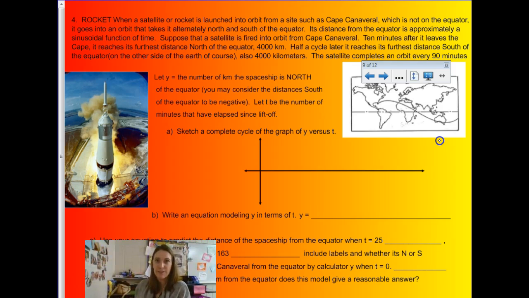Suppose the satellite is fired into orbit from Cape Canaveral, and then 10 minutes after it leaves the Cape, it reaches its furthest distance north, so that would be like a maximum of 4,000. So 10 minutes later, so this is one of those that's going to be shifted to the right. So we're going to have a shifted cosine graph. It's been phase shifted 10 minutes to the right. So if I transfer that over here, 10 minutes in, it's going to reach this maximum of 4,000.